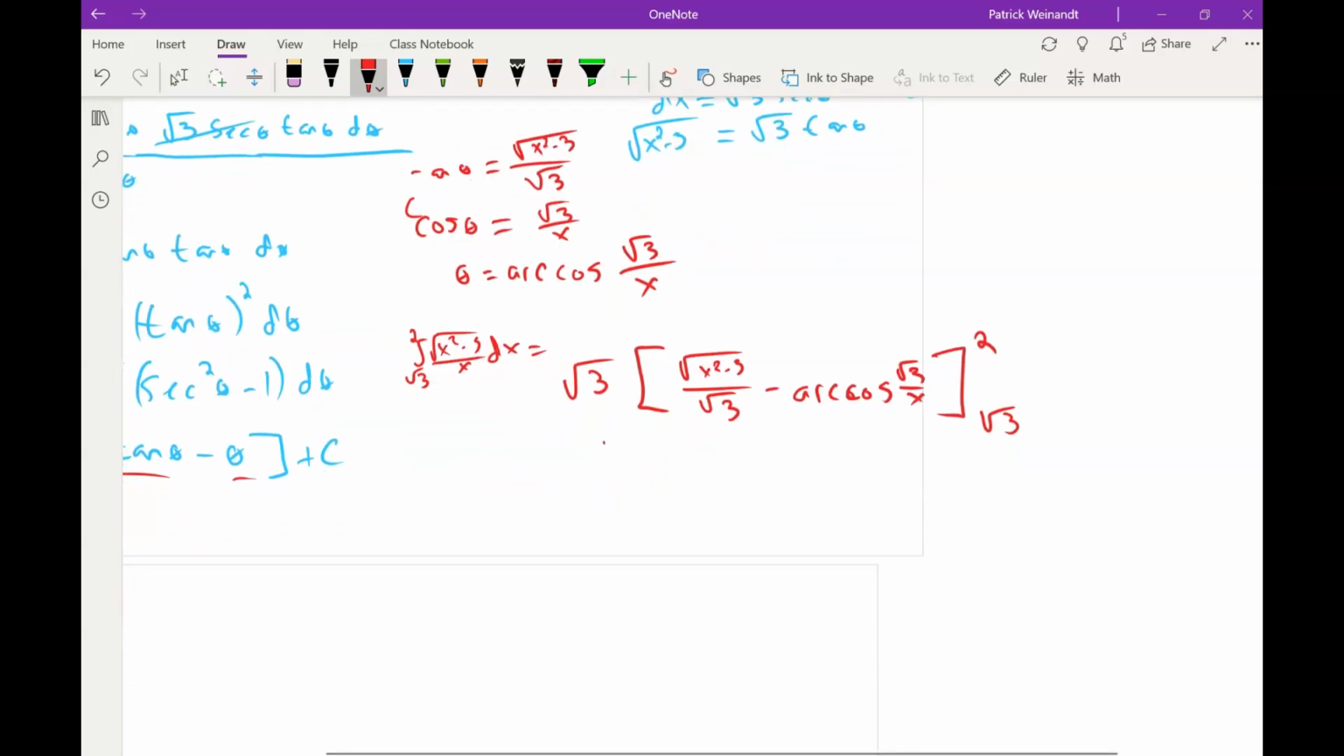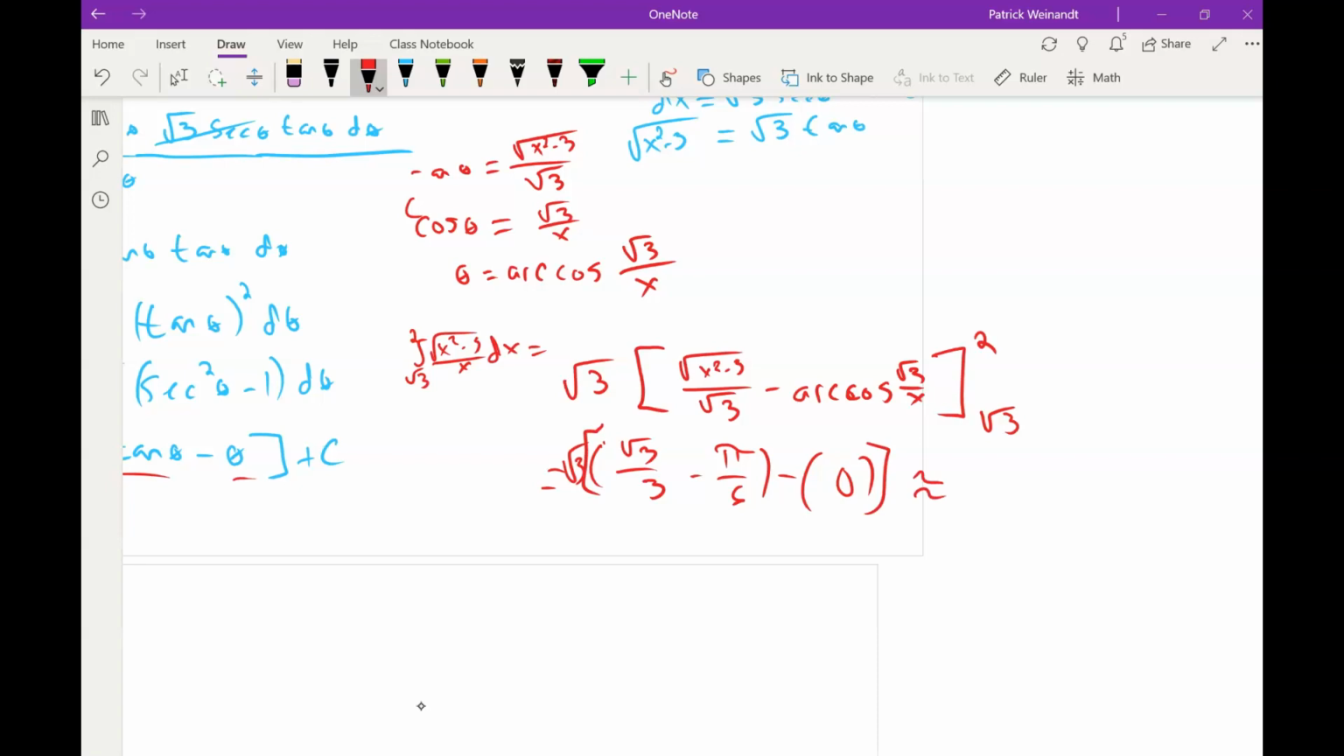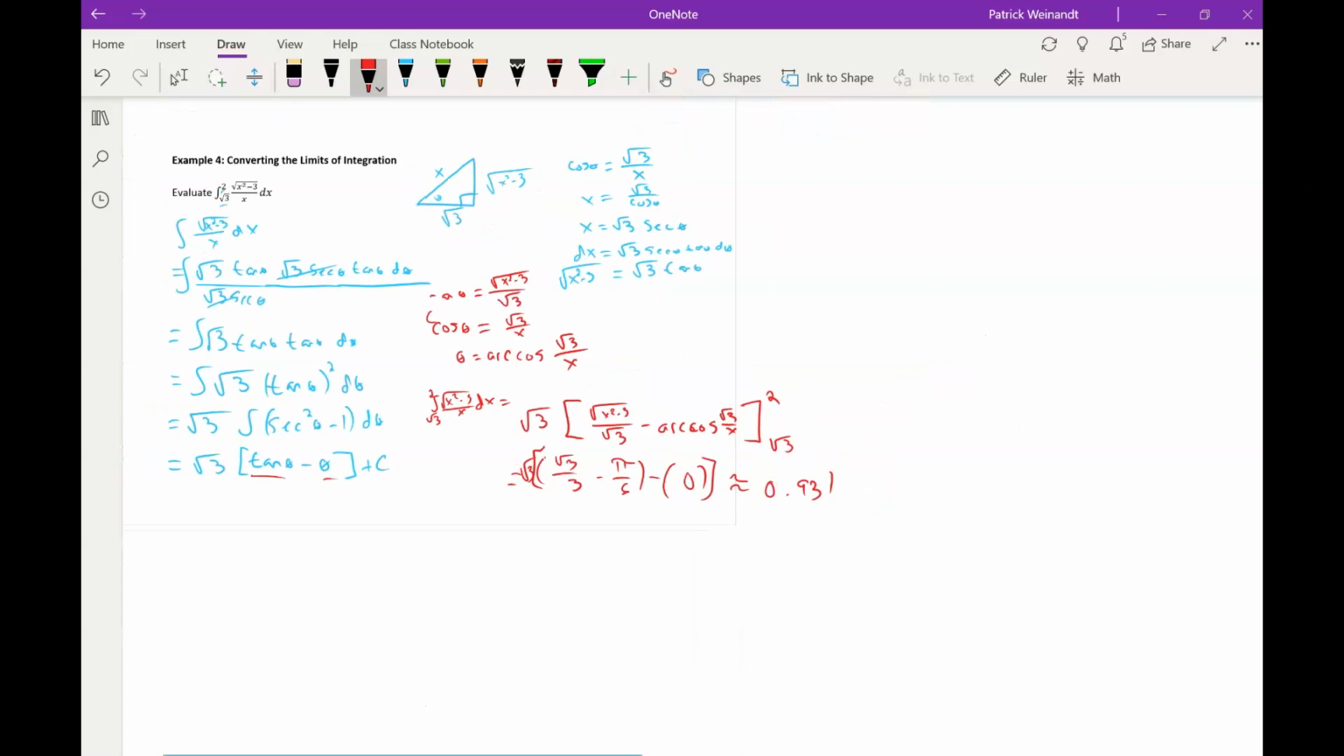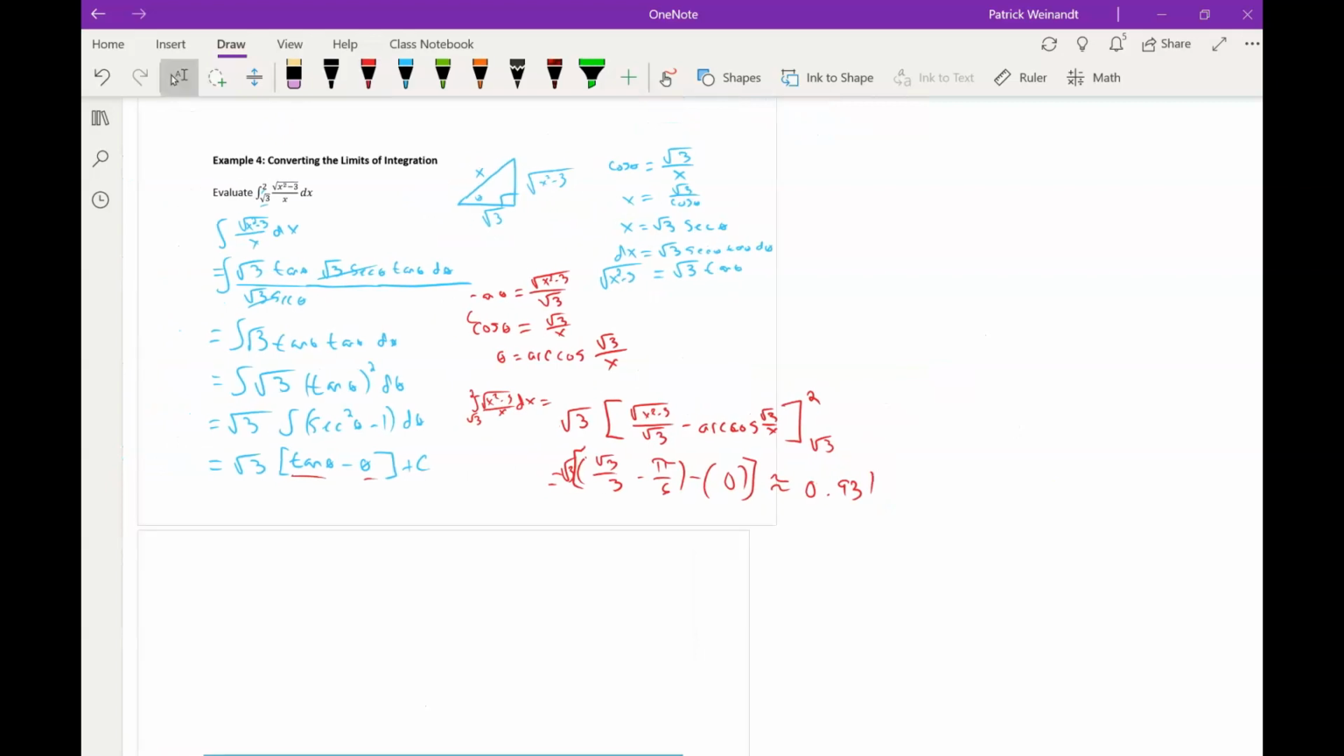If you plug this in your calculator, substituting in 2, you're going to get square root of 3 over 3 minus pi over 6. Then you plug in the cube root of 3 for this, and you subtract that. That's going to be equal to 0. We're taking that times the cube root of 3. Just plug that in your calculator. You should get about 0.931.